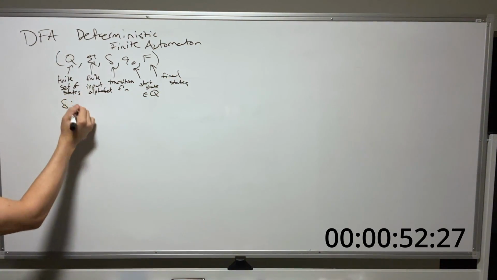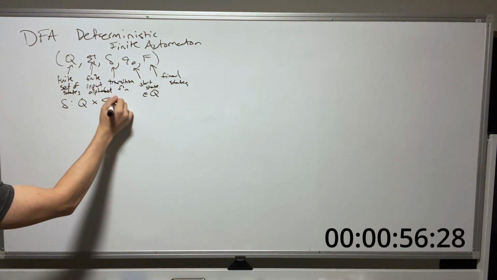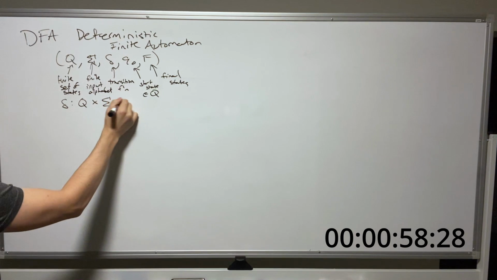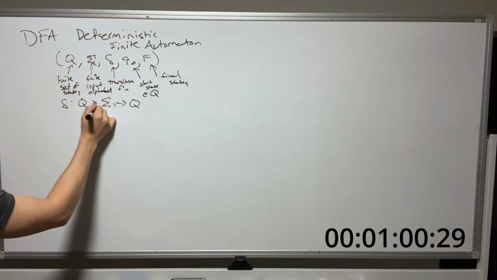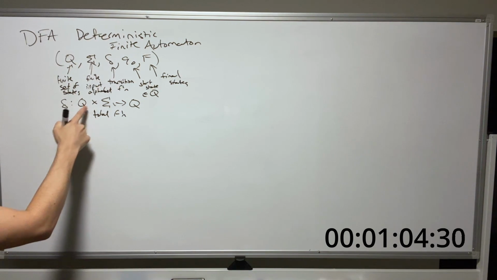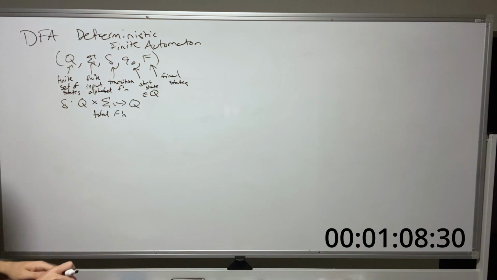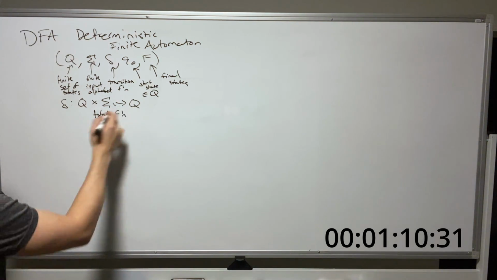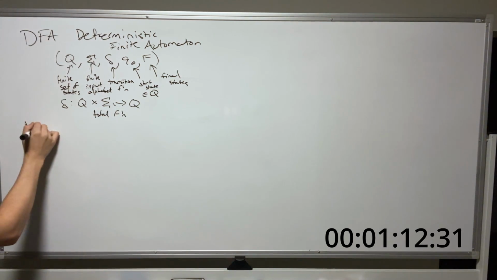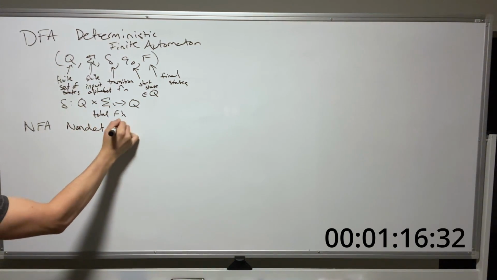The transition function takes two inputs, so something from Q and something from the input alphabet, and outputs a state in Q, and this is a total function, which means that for any input state and any input character, we always have a defined output state. So it's a total function. It's not necessarily bijective.